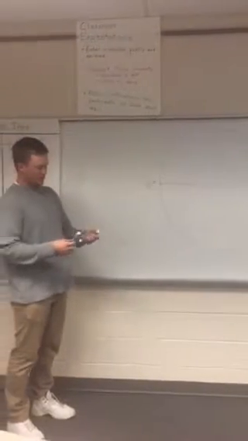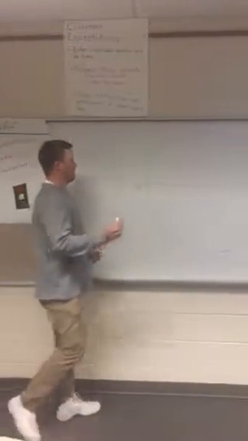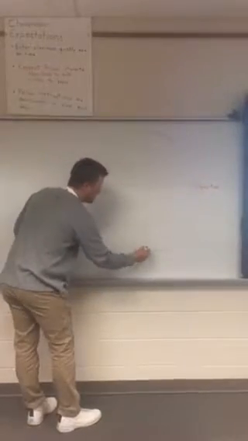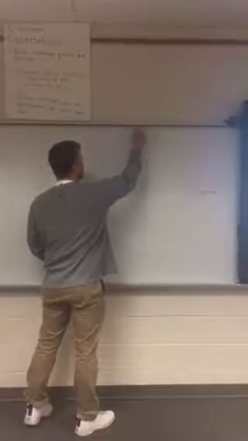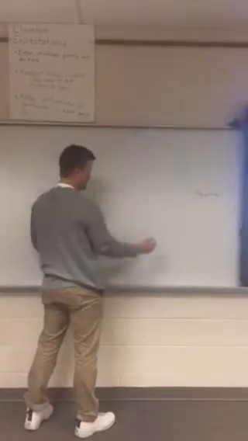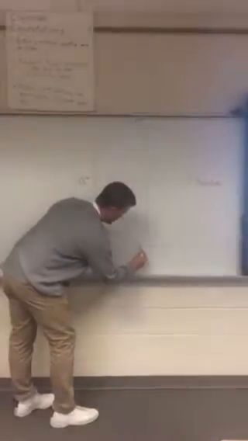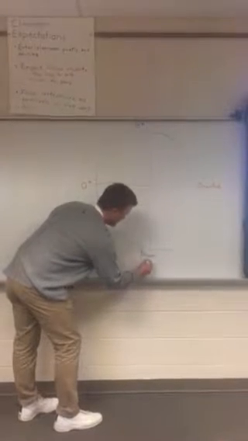Next one we're going to label is going to be our prime meridian. Prime meridian is at 0 degrees longitude. 0 degrees longitude, also known as the prime meridian.